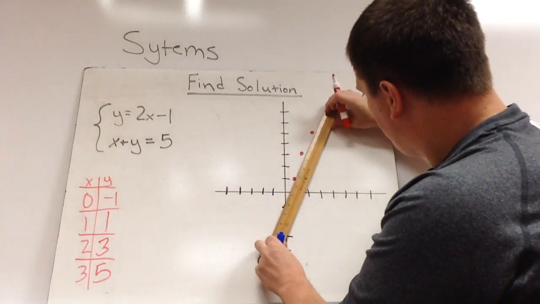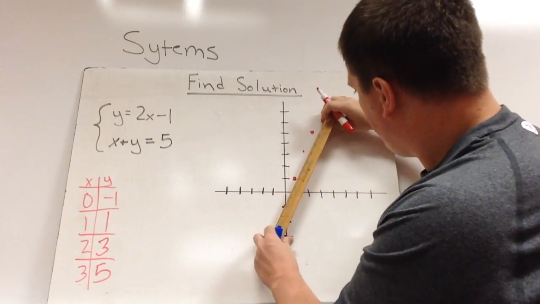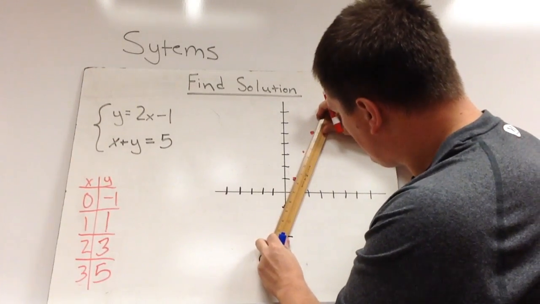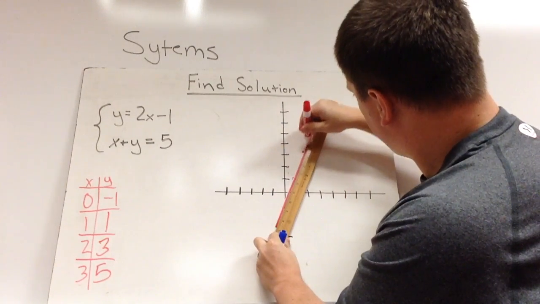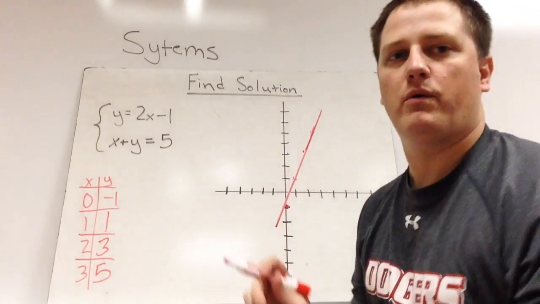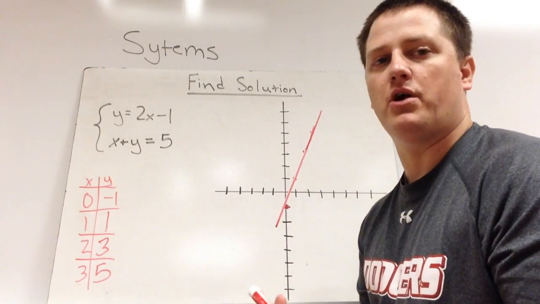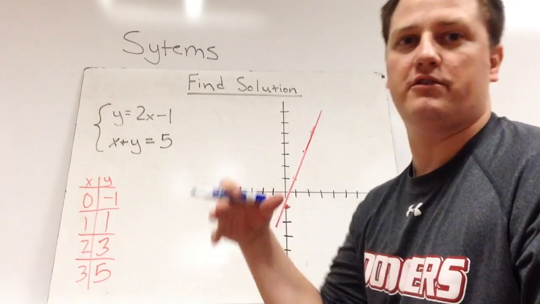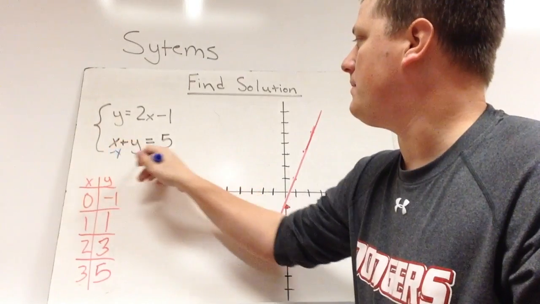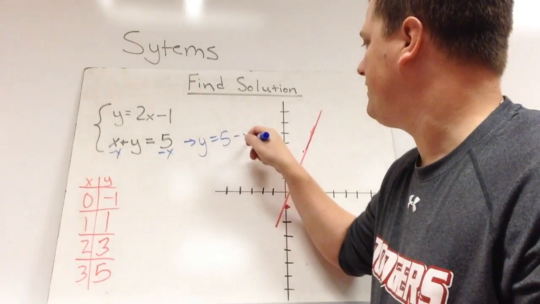Okay? And then we would take a straight edge, and draw our line. Now, one of the things that we'd like to do is usually extend this line both ways because we don't know exactly where it's going to cross. So now we'll do our second line. This one isn't solved for y, so we're going to want to move the x. So I'm going to subtract x from both sides. We're going to get y equals 5 minus x.